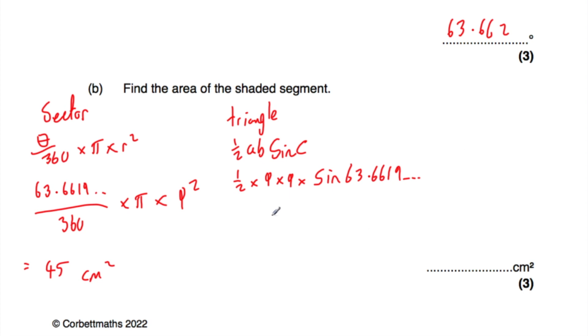And whenever I do that, I get an answer of 36.29578 and so on centimeters squared. So now I found the area of the sector, and we've got the area of the triangle. We can take them away to find the area of the segment.